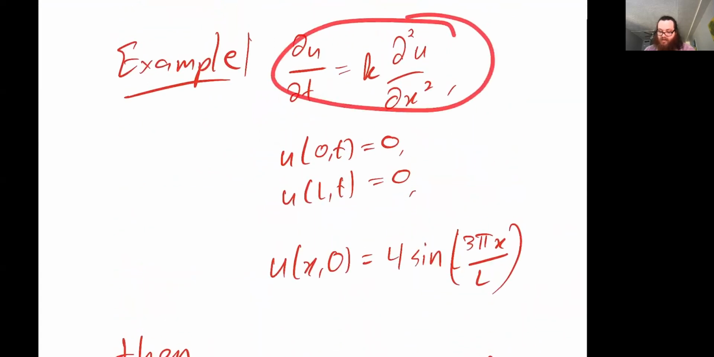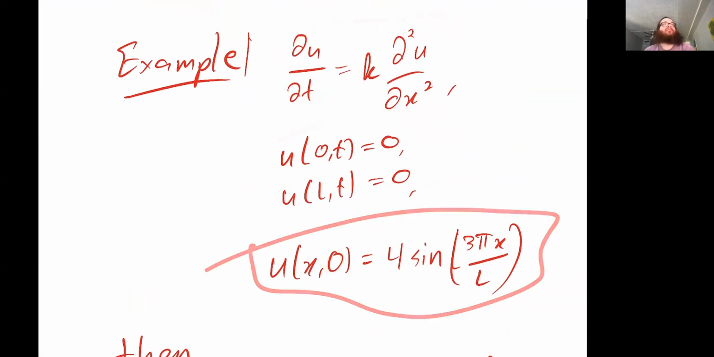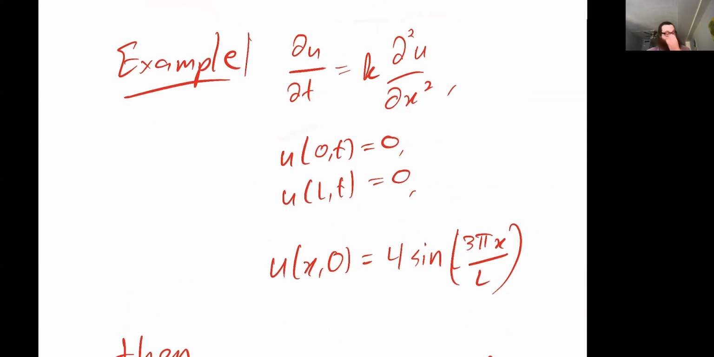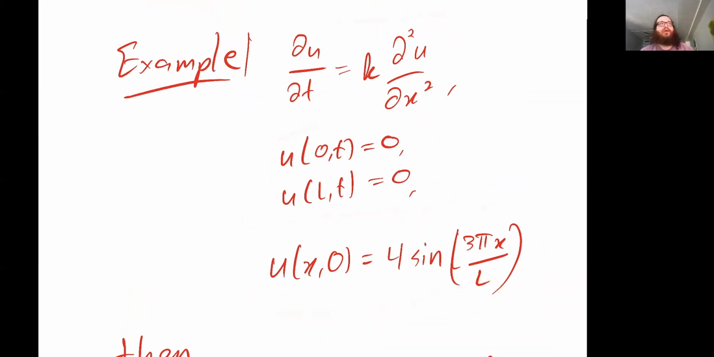Okay, so this is going to be our solution because u satisfies this PDE and these boundary conditions. And if we plug in t equals 0, we get exactly this initial condition. Okay, so that's our solution. Great. We have a systematic way to solve some of these PDEs for a very specific flavor of initial condition.